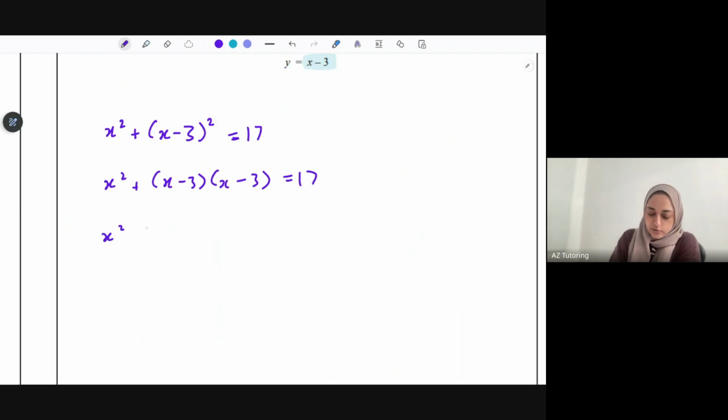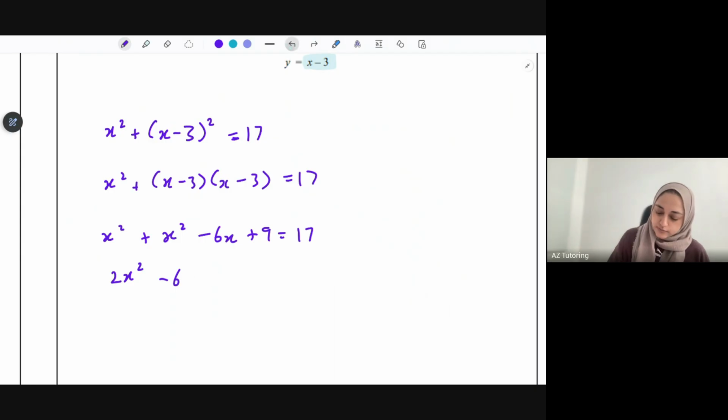I'm just going to do this quite quickly because we're running out of time. x times x, x squared, minus 3x, minus 3x, minus 6x. Minus 3 times minus 3 is 9, equals 17. You should notice we've got a quadratic again. So remember, quadratics: collect like terms, make it equal to 0. It's the same thing over and over again. x squared plus x squared is 2x squared. We've got minus 6x plus 9 equals 17. We need to make it equal to 0, so I'm going to minus 17 over to the left-hand side. So I get 2x squared.